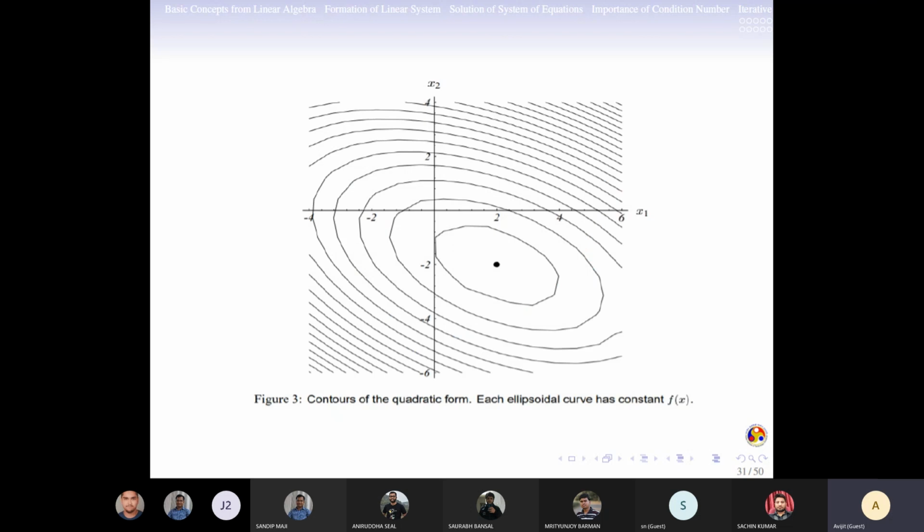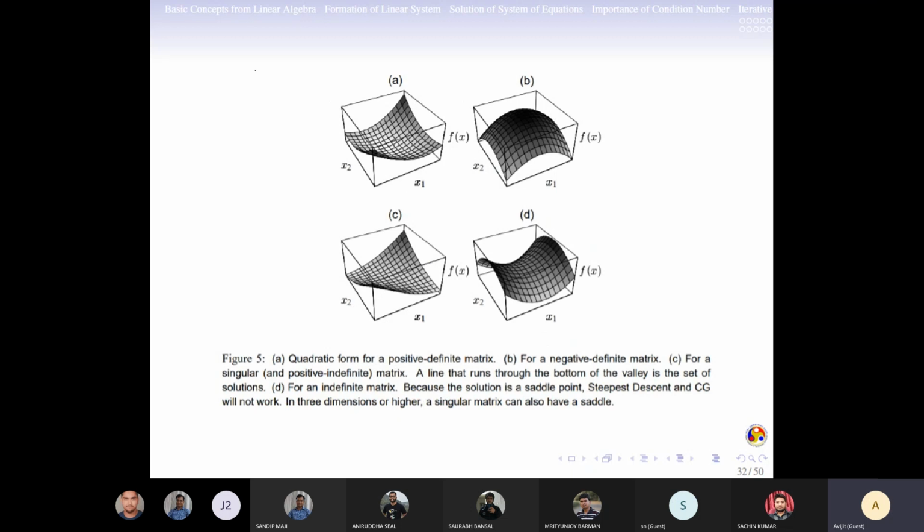Now this is the contour plot. This is the minimum point where you have to reach, and you can start with an initial guess somewhere here or here.